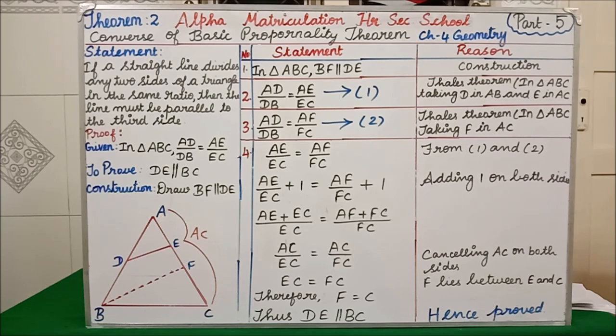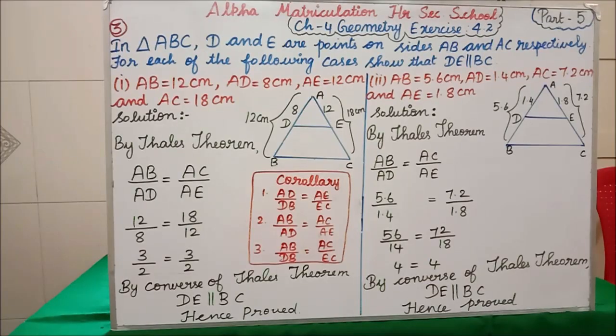Next, we are going to see exercise 4.2, third problem. In the third problem, we are going to use this converse of the basic proportionality theorem concept. Now we'll see the third question. Friends, in the part 5 video, we are going to see exercise 4.2, third question.